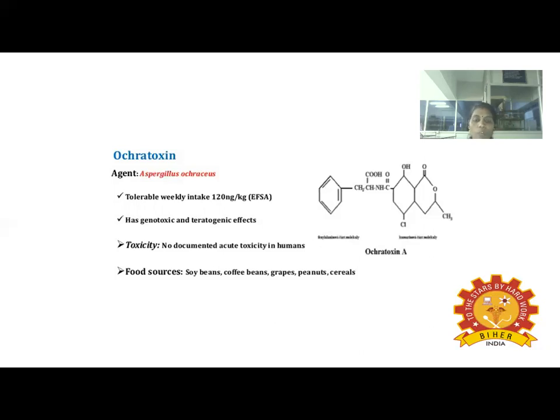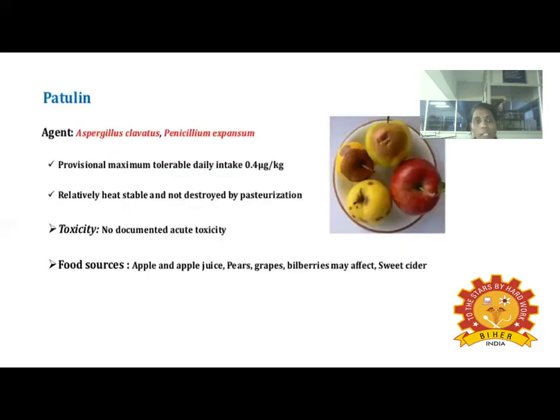The food sources are soybean, coffee bean, grapes, peanuts, and cereals. The next is patulin. The agent is Penicillium expansum and Aspergillus clavatus. Its provisional maximum tolerable daily intake is 0.4 mg per kg. Relatively heat stable and not destroyed by pasteurization. The toxicity: no documented acute toxicity. The food sources: apple and apple juice, pears, grapes, bilberries may be affected.